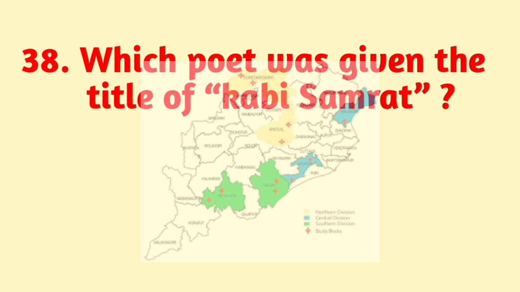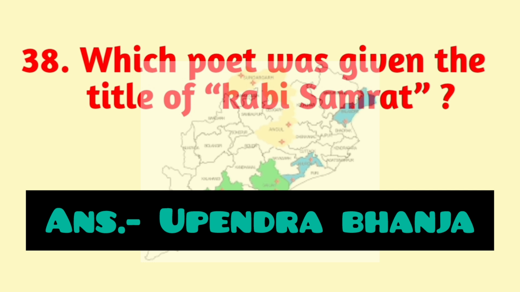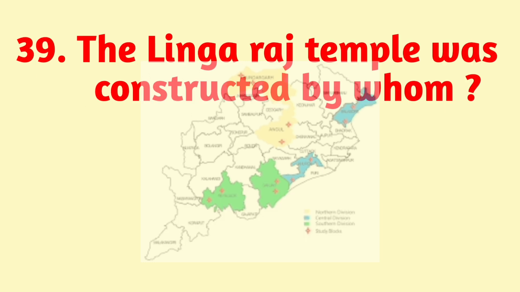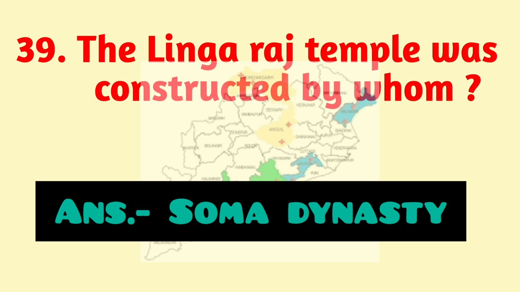Question number 38. Which poet was given the title of Kavisamrat? The answer is Upendra Bhanja. Question number 39. The Lingaraj temple was constructed by whom? The answer is Soma dynasty.